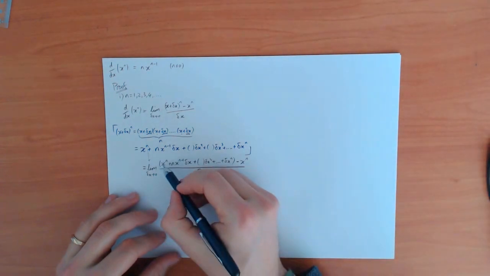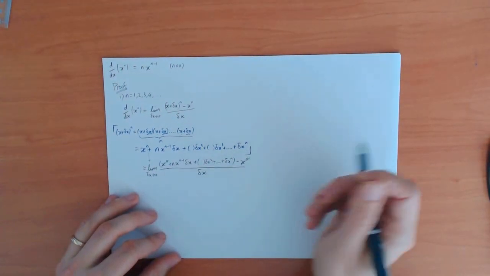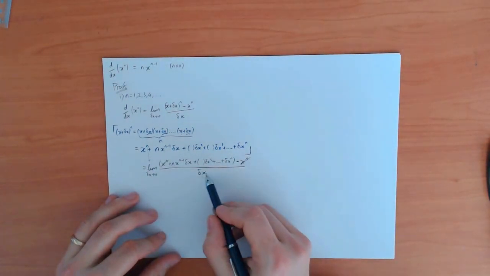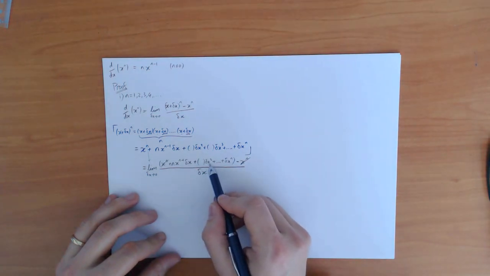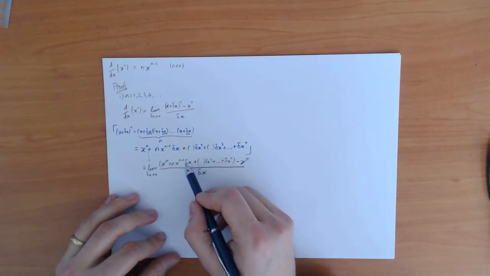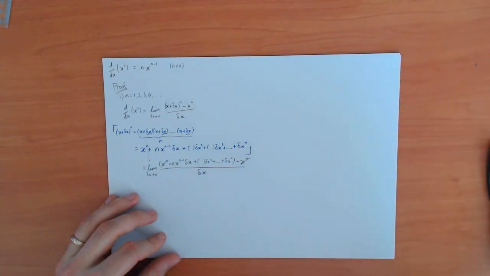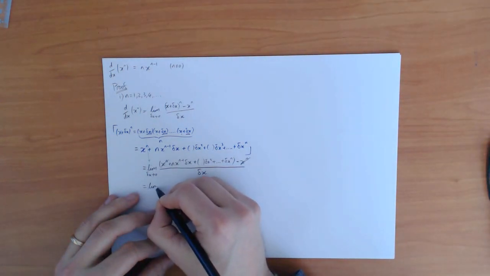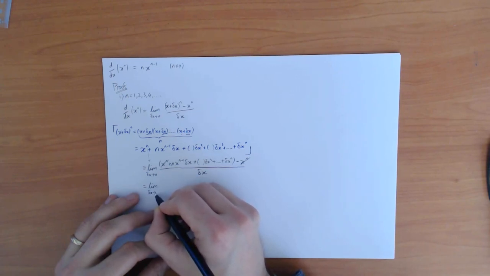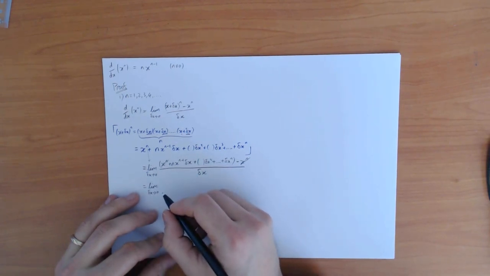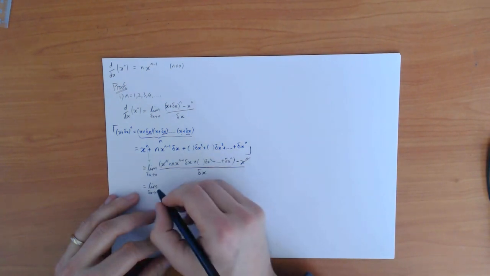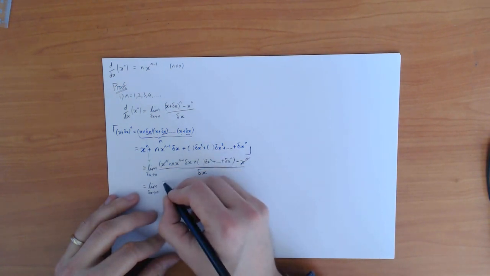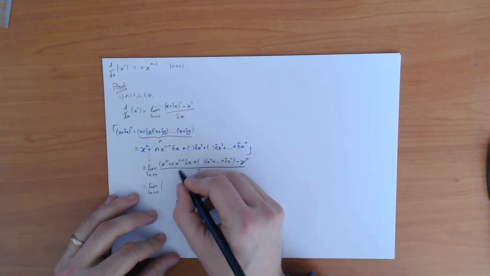And you see that the x to the n here and here cancel, and what I've got left all has at least one delta x in, so I can cancel the delta x here, here, here, and so on. So what I end up with then is the limit as delta x goes to 0 of, so the first term I get is n times x to the n minus 1.